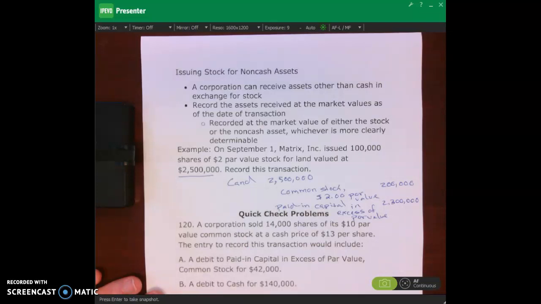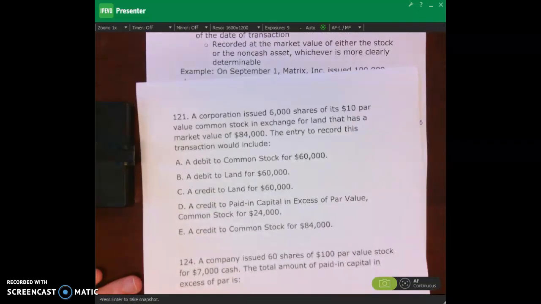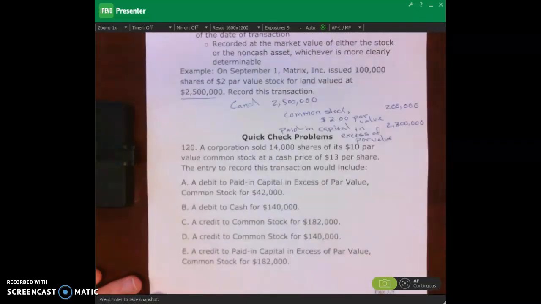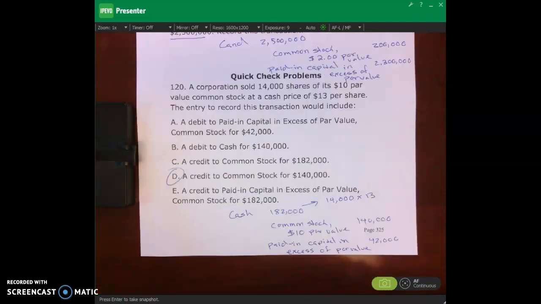Okay? All right, so here's what I want you to do now. I want you to pause the lecture video, do this quick check problem here on 120 on page 325, and do the 2 quick check problems here on page 326, and then come back and we'll check them together, okay? Thanks so much. Hello and welcome back.